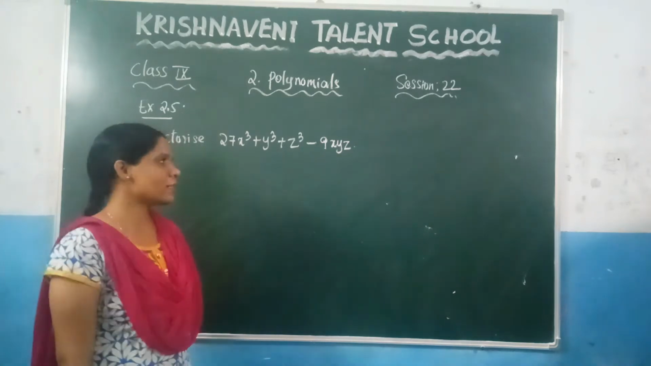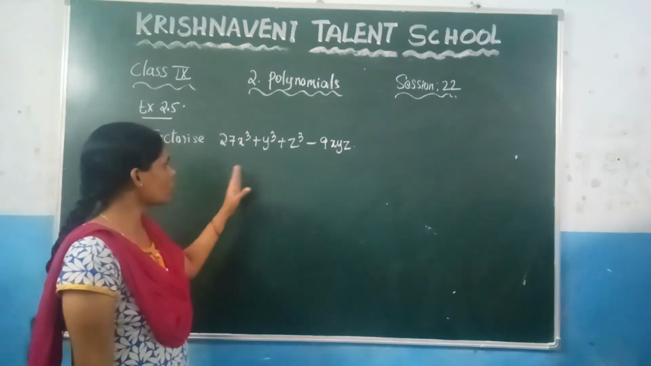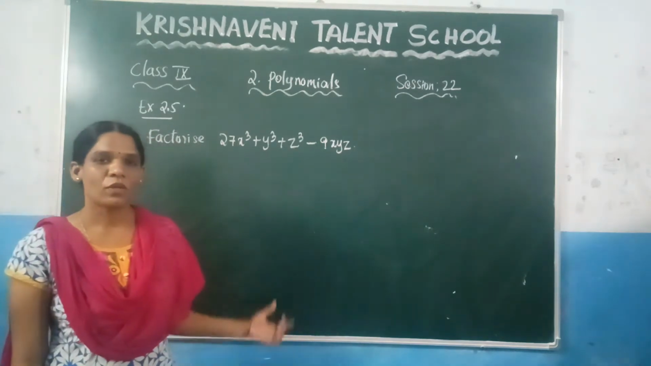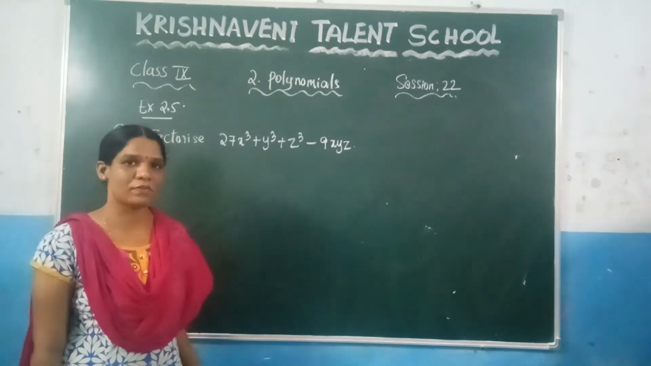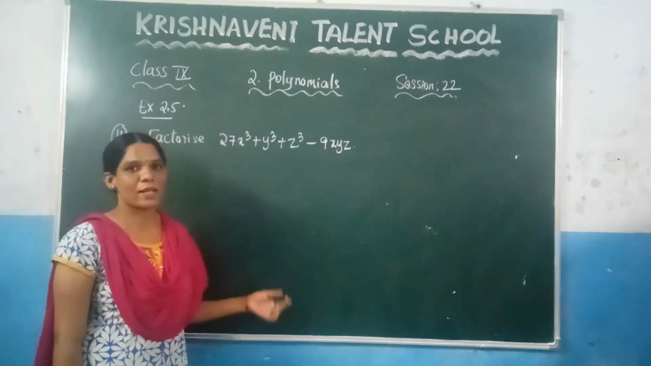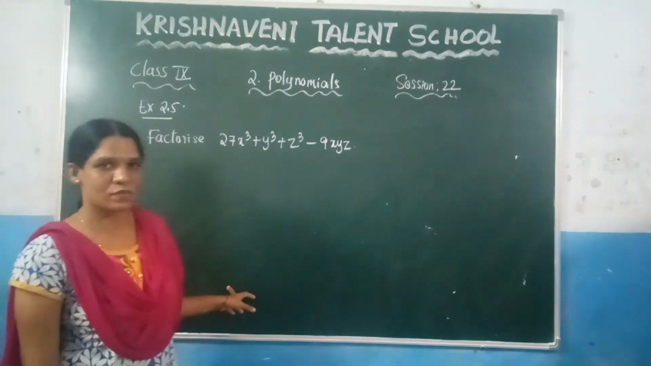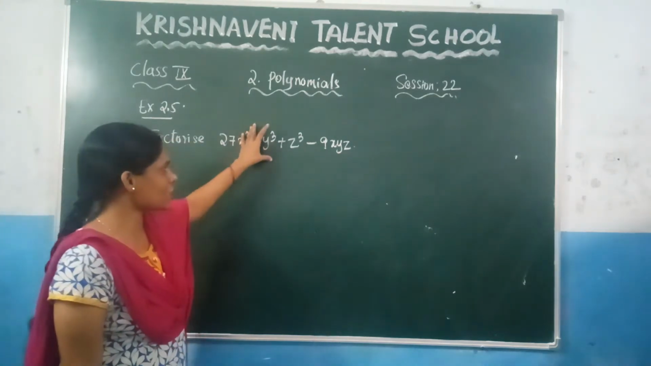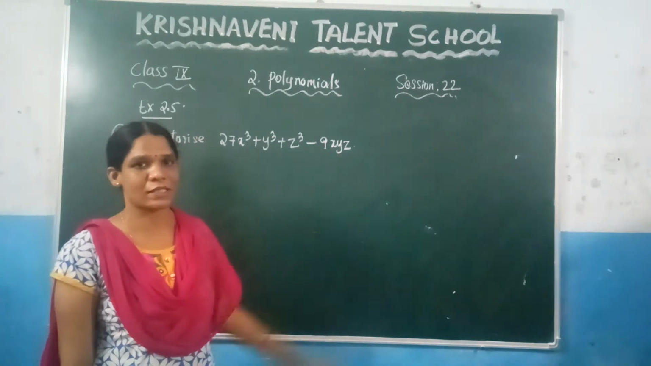By seeing itself, you will come to know you can apply the identity which is x cube plus y cube plus z cube minus 3xyz. And you know the formula for x cube plus y cube plus z cube minus 3xyz, which is nothing but x plus y plus z into x square plus y square plus z square minus xy minus yz and minus zx. So you need to change this one into the form of x cube plus y cube plus z cube minus 3xyz.